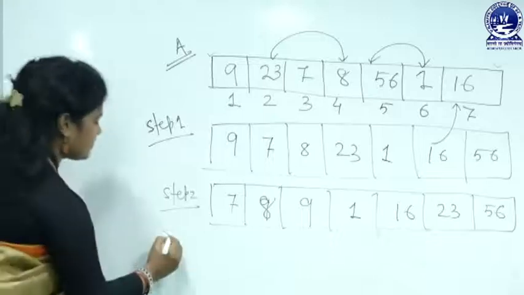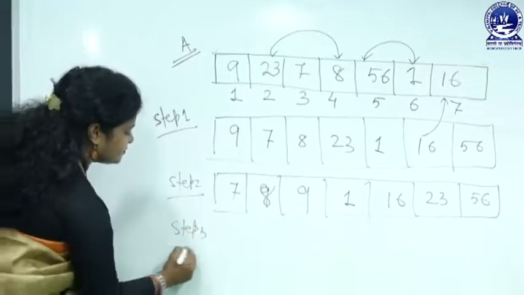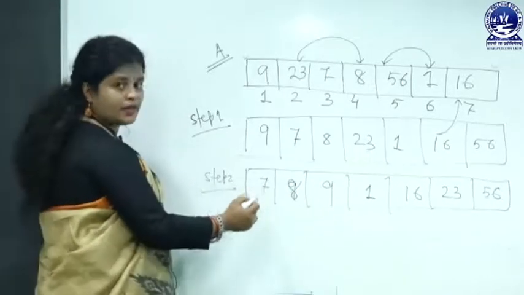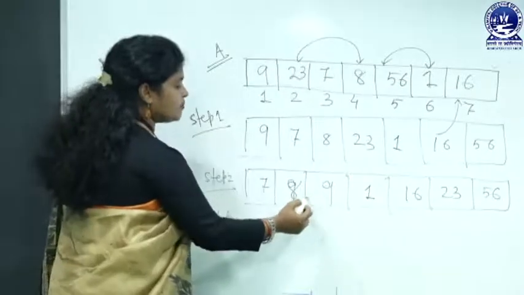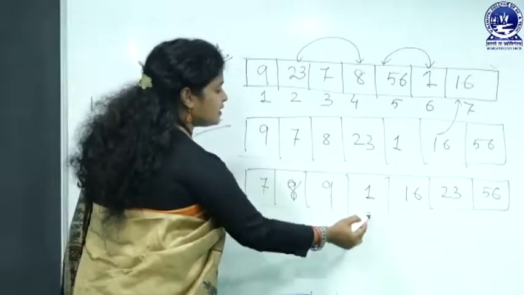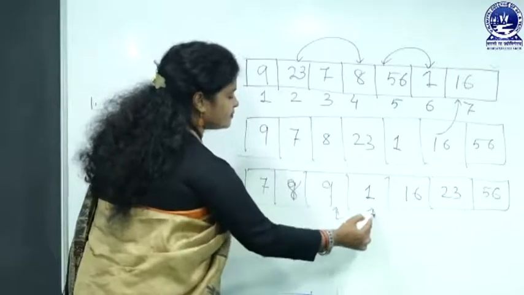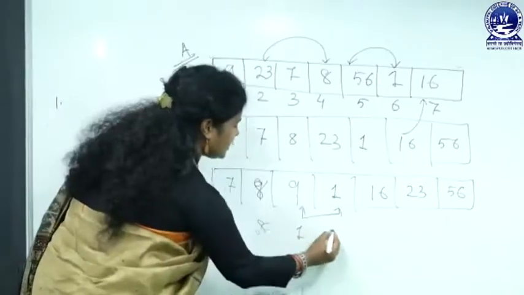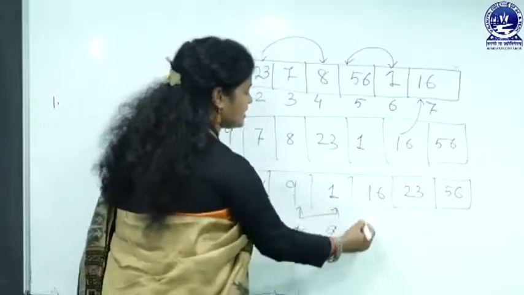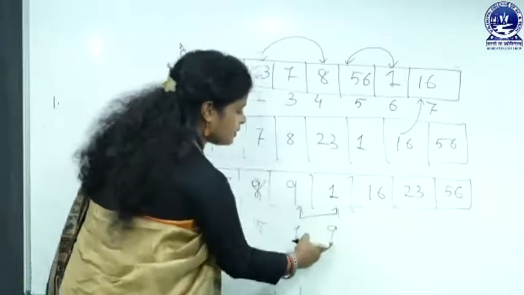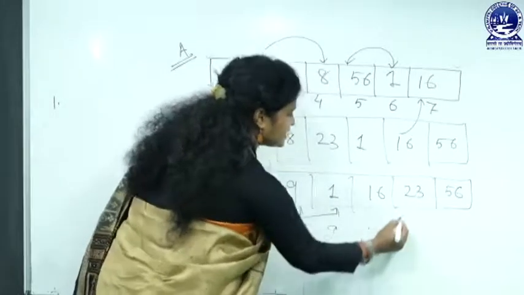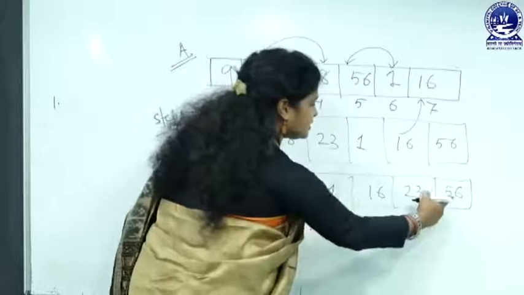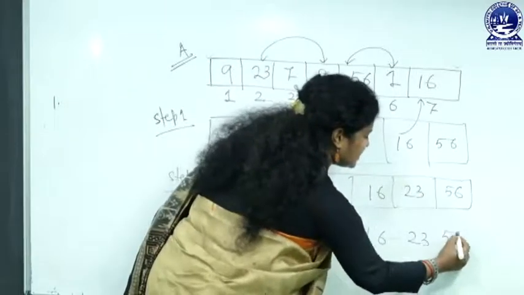Again another step, step 3. At step 3, again we check 7 with 8, it is in proper location. Then 8 with 9, proper location. 9 with 1, there will be a swapping. It means that 7 will be as usual, 7, 8, 1 will be here, then 9. 9 with 16, 9 is smaller, so 9 will be placed here, then 16. Then 16 with 23, 16 is smaller, so 16 will be placed here. Then 23 with 56, and all these are in proper order.